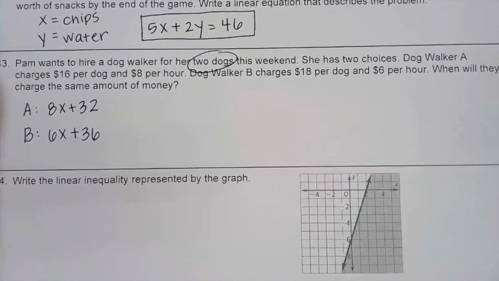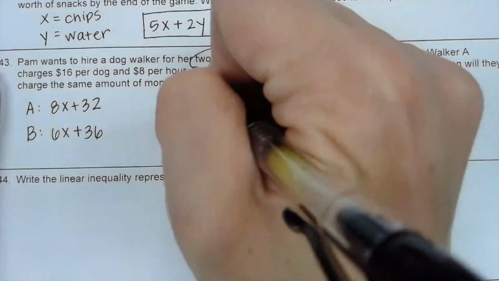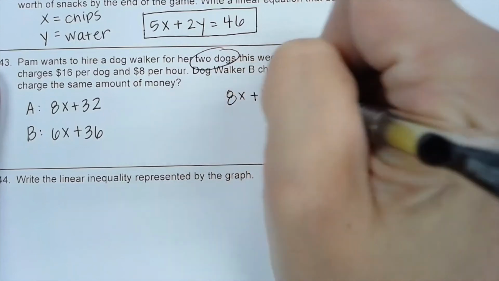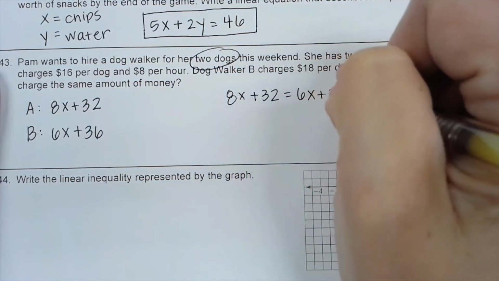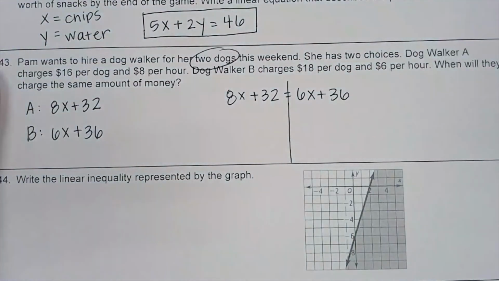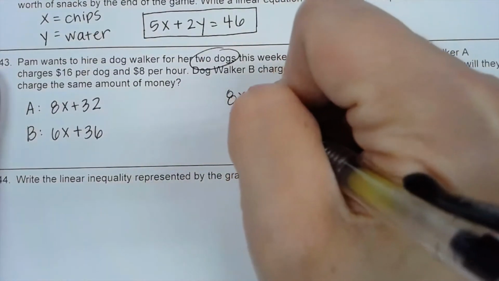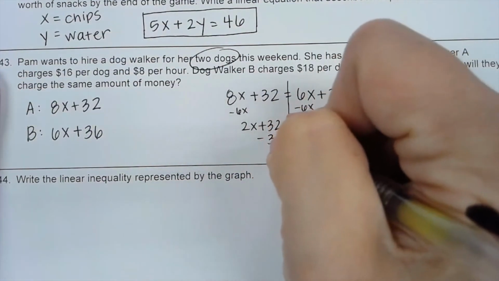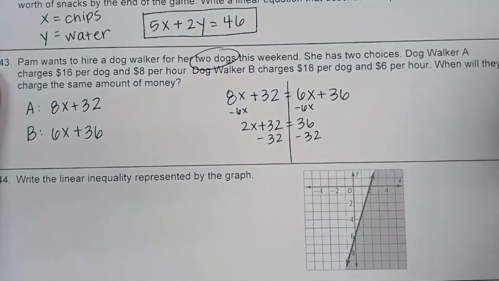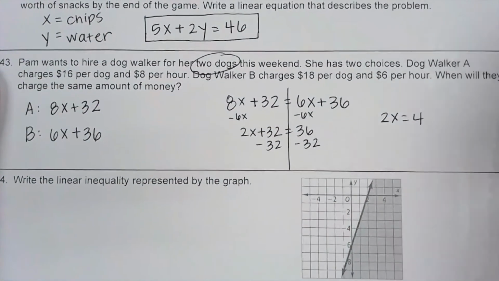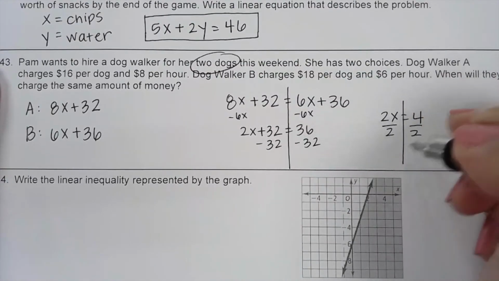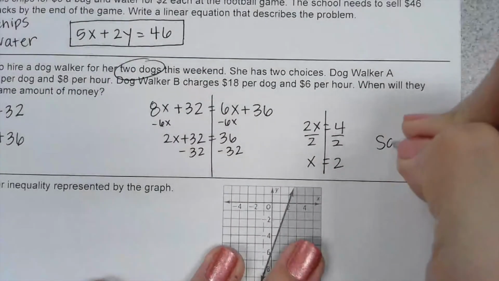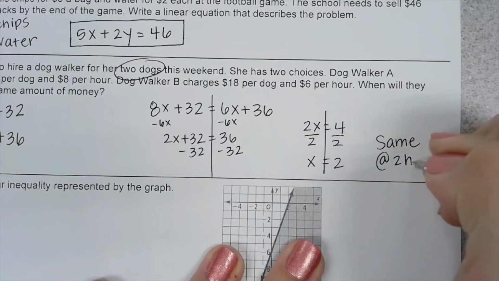And the question says, when will the 2 dog walkers charge the same amount of money? So you could solve this by making a table if you wanted to, but a faster way would be to take the 2 expressions and set them equal to each other, and then you can solve for x. So 2x plus 32 is equal to 36. And when you minus the 32 from both sides, you're going to get 2x equals 4. And then you would divide both sides by 2, so you would get x equals 2. So they would charge the same amount at 2 hours.